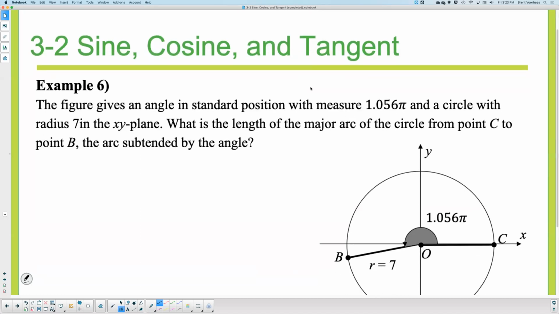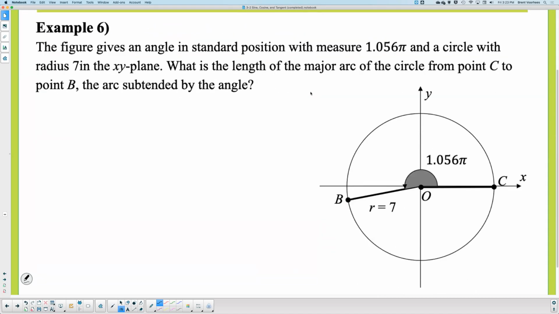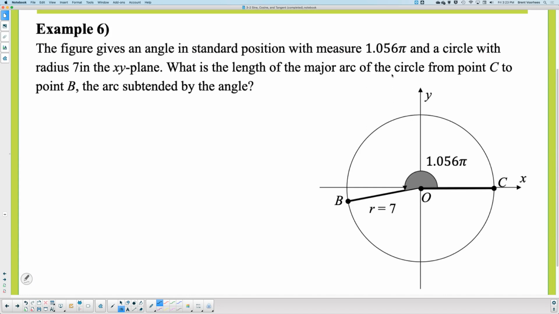All right, example 6. The figure gives an angle in standard position with a measure of 1.056 pi, that would be in radians, and a circle with a radius of 7 inches in the xy plane. What is the length of the major arc of the circle formed from point C here to the point B? So basically, I'm looking for the arc length, or the portion of the circumference, that goes from here to here. And since it says major arc, we're talking about the one that's longer, which would be going around this direction, the way that the angle gave us.